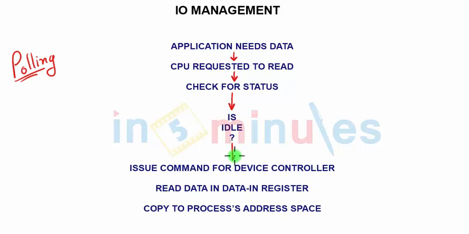In this scenario, the CPU will go to the next stage and issue a command for the device controller. By this, it puts a command in the command register, which will eventually get executed and read the data. Once the command gets executed by the device controller and data is made available, data would be given in the data in register, as we have already discussed, and from the data in register the CPU again reads this data and copies it to the process address space which initially needed the data.